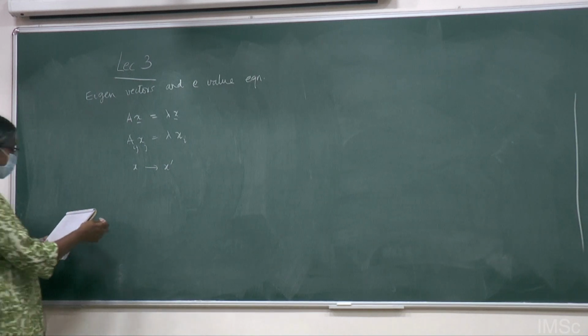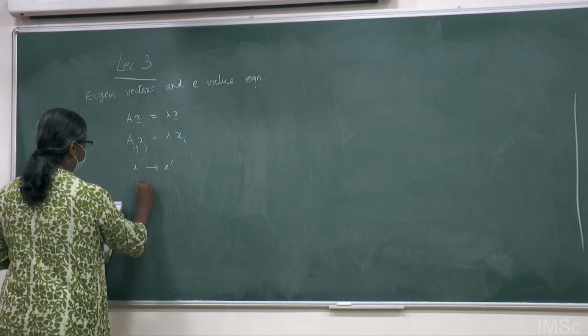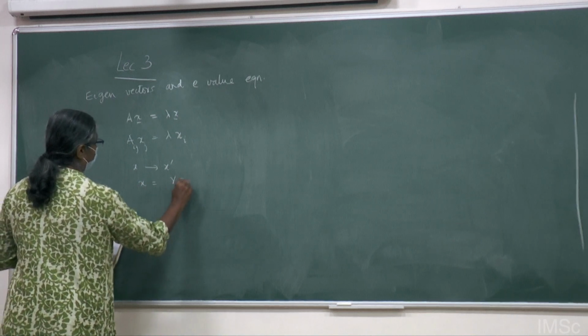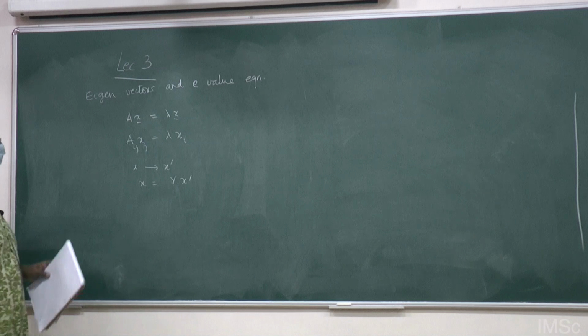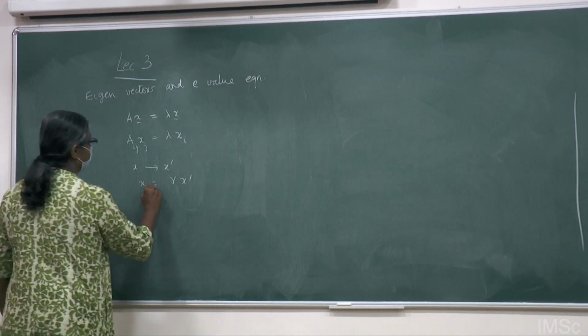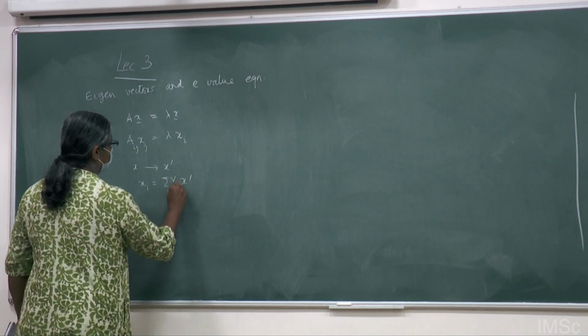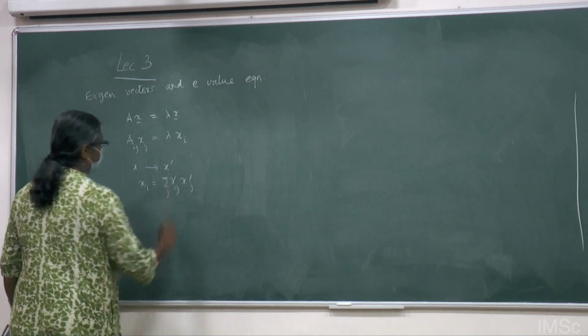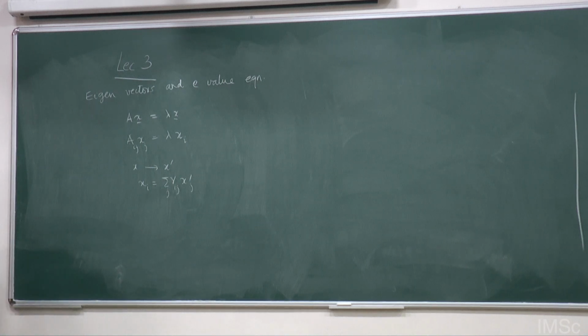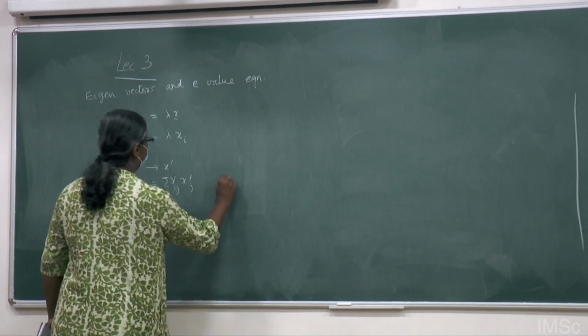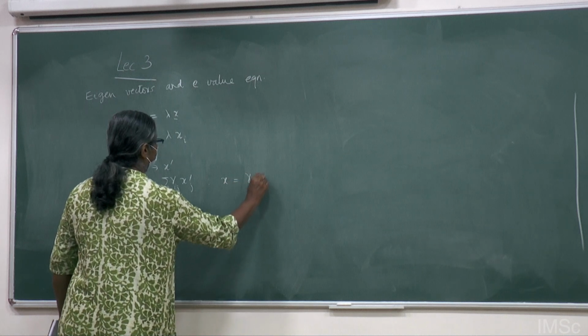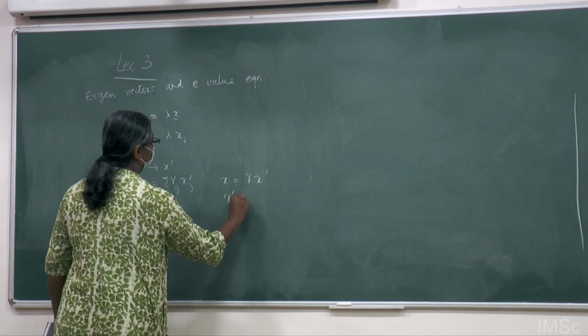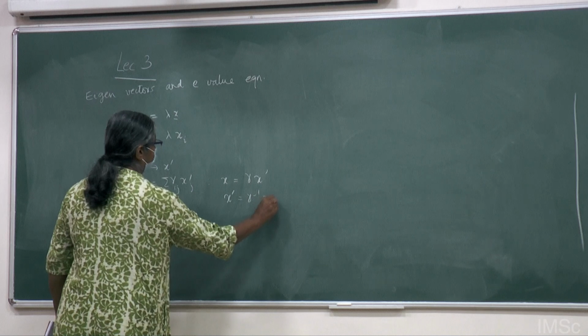So how was that equation? You remember? x was equal to gamma x prime. So you can, again, if you want, write x_i is the sum over j of gamma_ij x_j prime. But for me it is enough to write it as a proper matrix equation, x = gamma x prime, or x prime is equal to gamma inverse x.